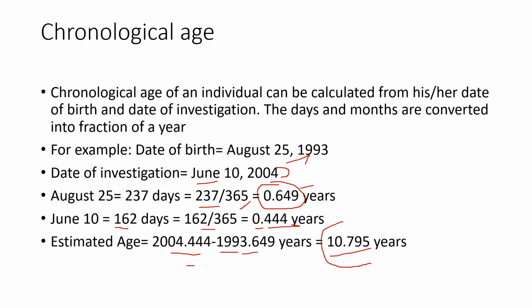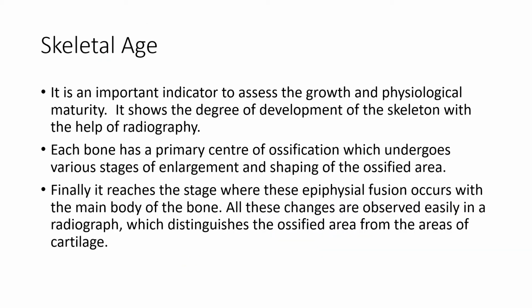That is for the chronologic age. So now to the skeletal age. It is an important indicator to assess the growth and physiological maturity. It shows the degree of development of the skeleton with the help of radiography. Each bone has a primary center of ossification, which undergoes various stages of enlargement and shaping of the ossified area. Finally, it reaches the stage where epiphyseal fusion occurs with the main body of the bone.